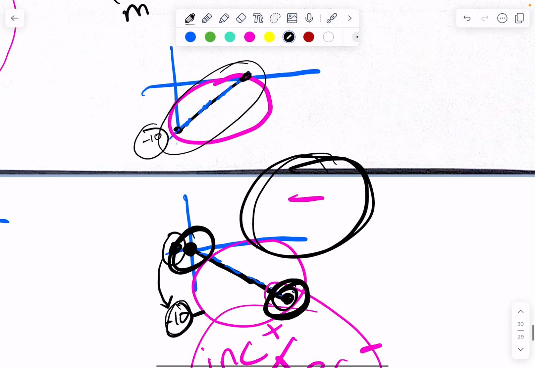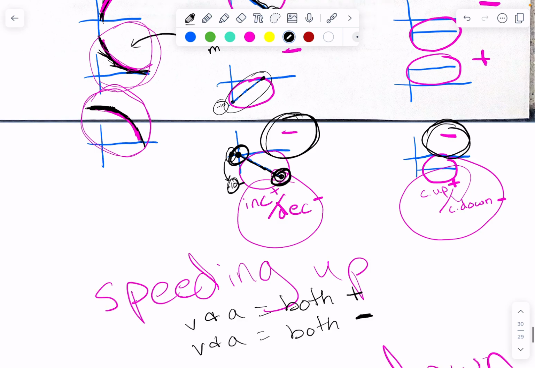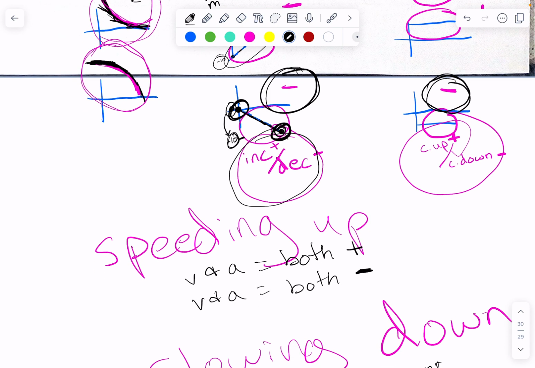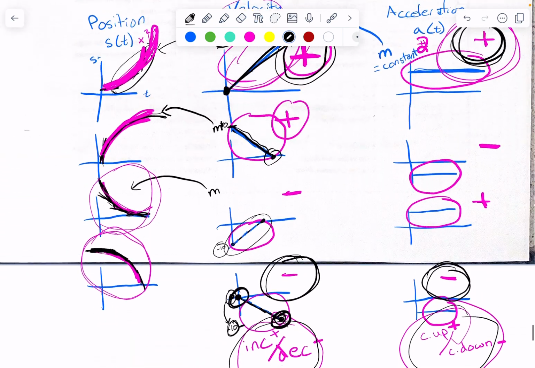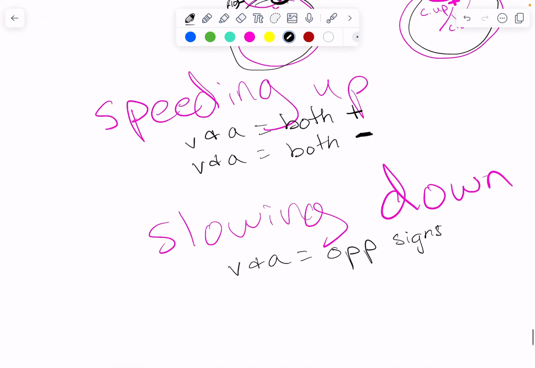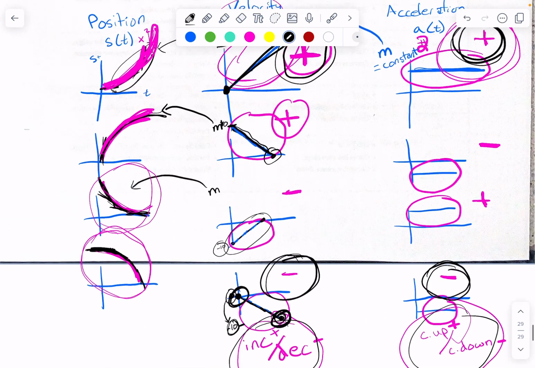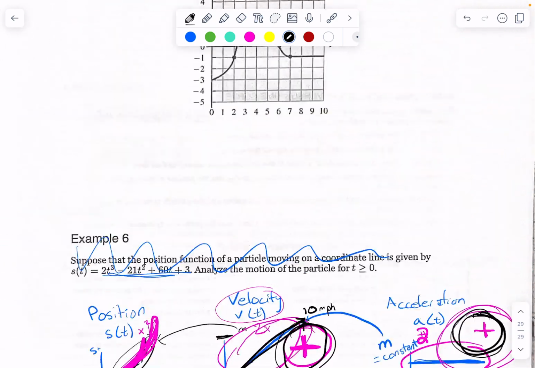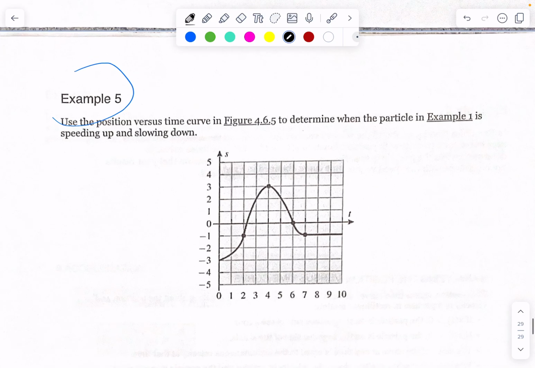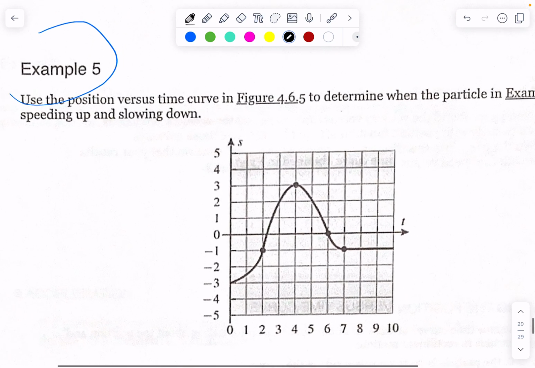So, a little bit of confusion, but hopefully the increasing, decreasing, and concave up, concave down can help you distinguish between your curve stuff, because that's how that works. And then speeding up, slowing down: if they both have the same sign, speeding up; slowing down is opposite signs. So let's use that information to try to detect what is happening here versus speeding up, slowing down.